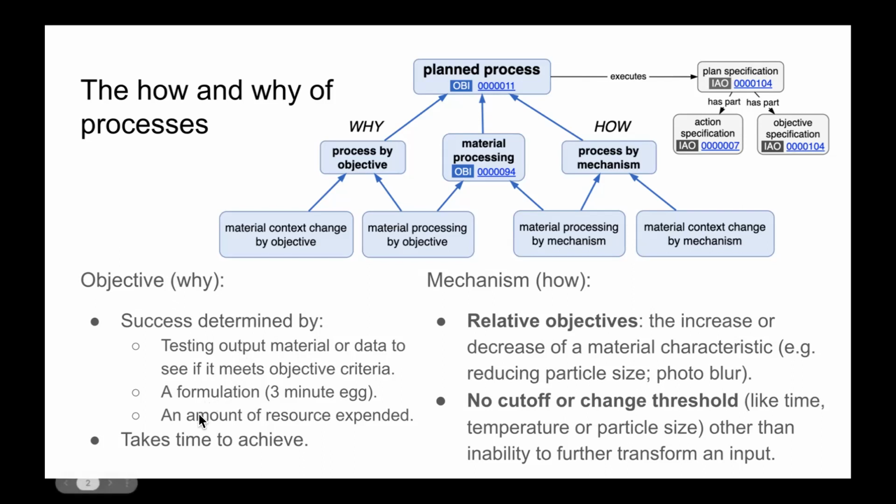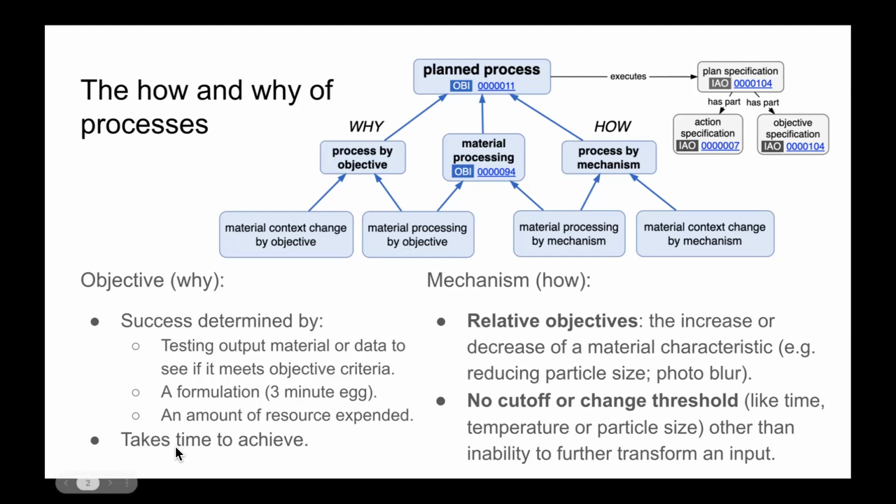And this can also involve a little bit more subtle formulation for getting to the output. A 3 or 4 minute egg is an example, where maybe you're not testing the egg, but you're measuring some time under the process conditions in order to achieve the goal by a formula. And also you can be measuring amounts of resources expended besides time. But in all cases, it takes time to achieve the goal.